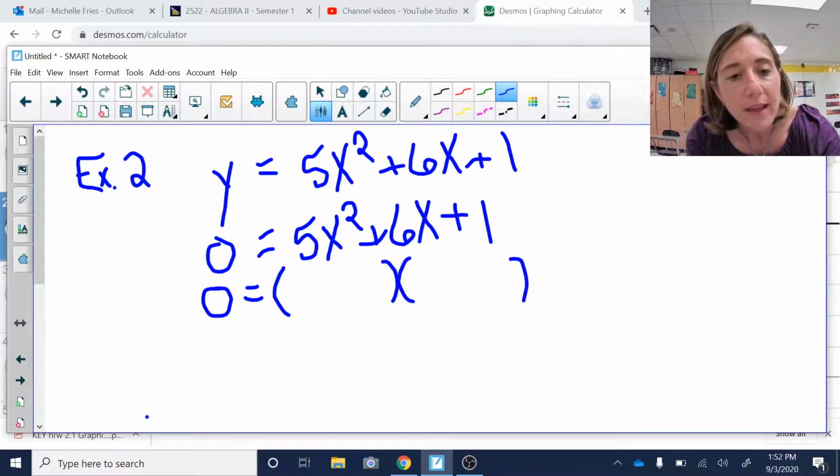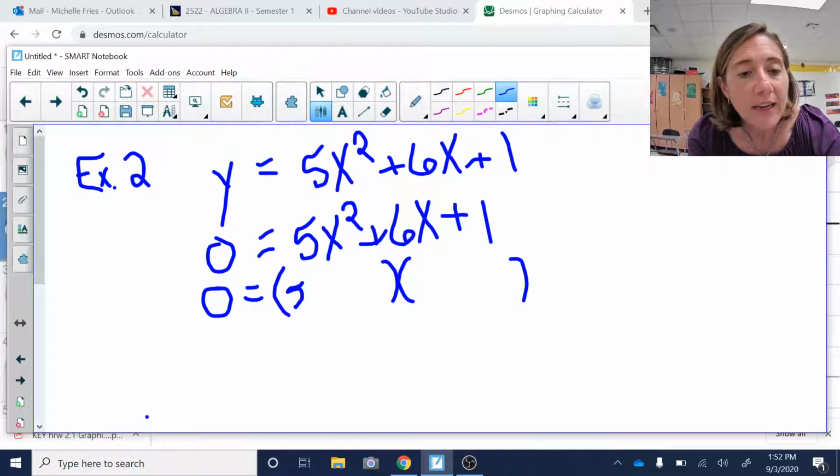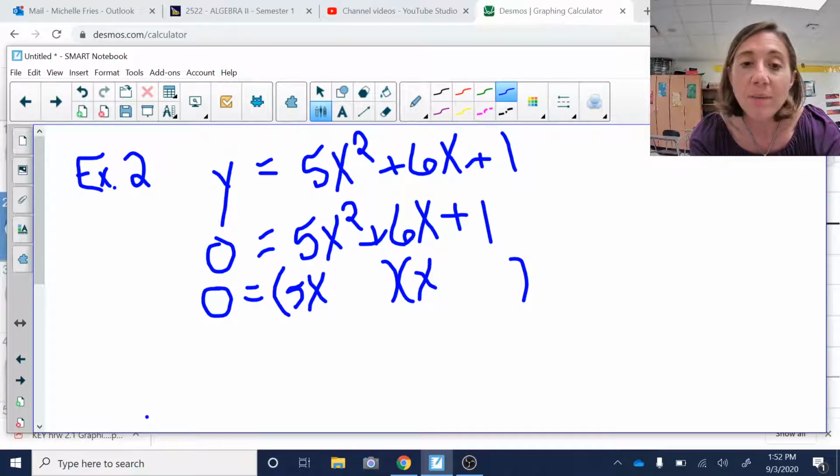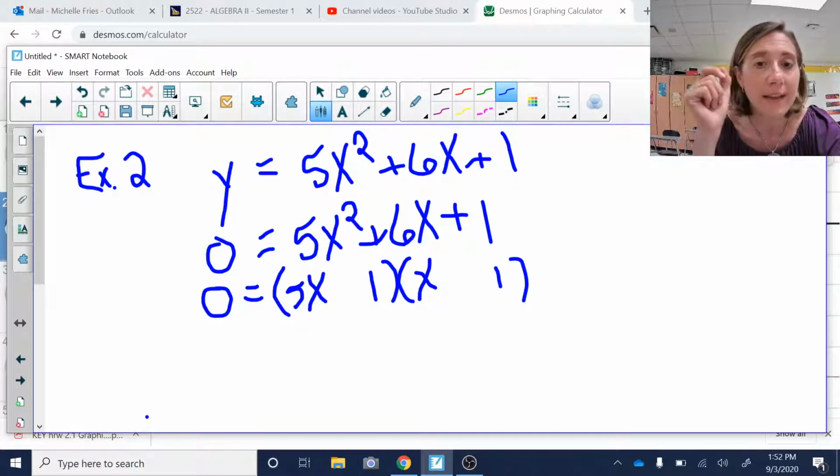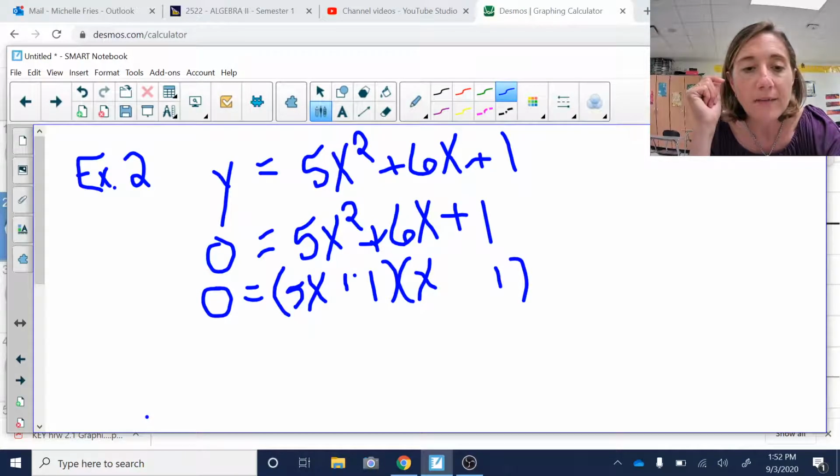So see, to get a 5x squared, we're going to need a 5x times an x. I'm going to skip over the middle term. To get that 1, I'm going to need a 1 times 1. Okay, now it's a positive 1, which means I need matching signs. Either two positives multiply to give me a positive or two negatives. So I know they're going to match when I look at that back sign and I see a positive. I take a peek back up to the middle term, the 6x, and look in front of that, and it's a plus sign right there. So that means I need matching positive signs here. So there's my factored form.